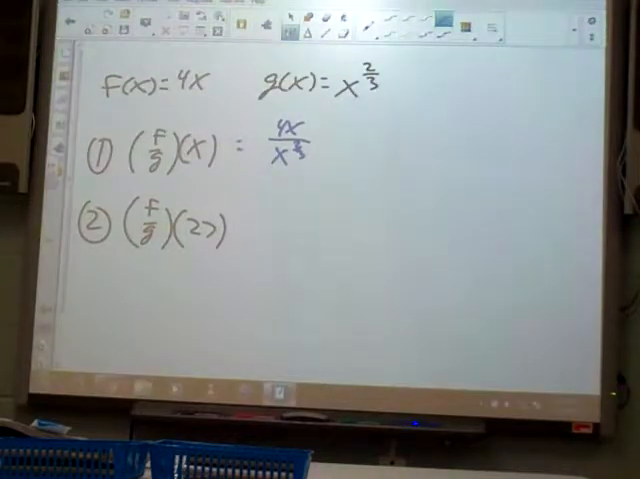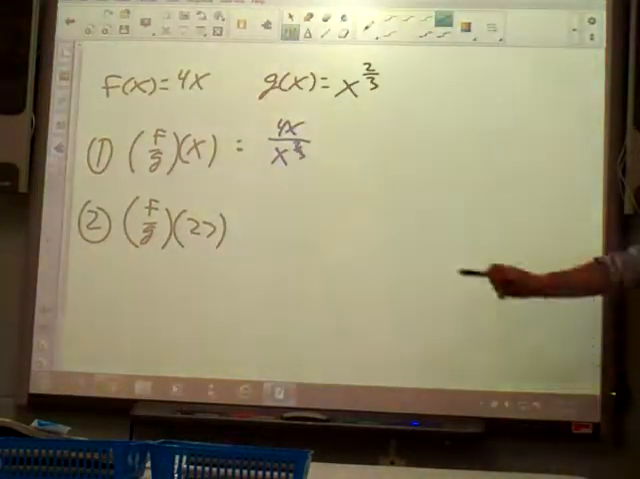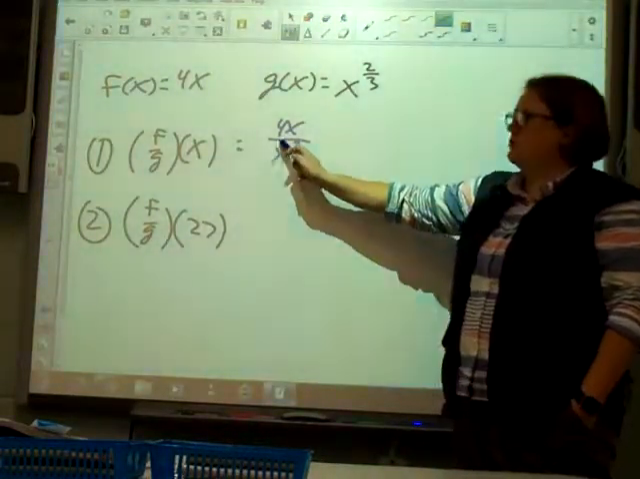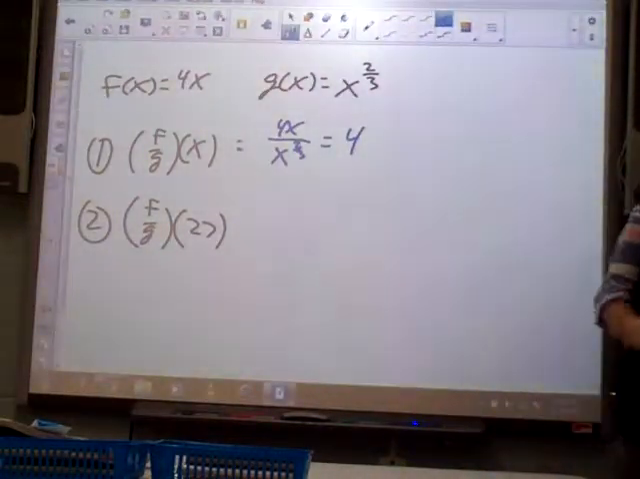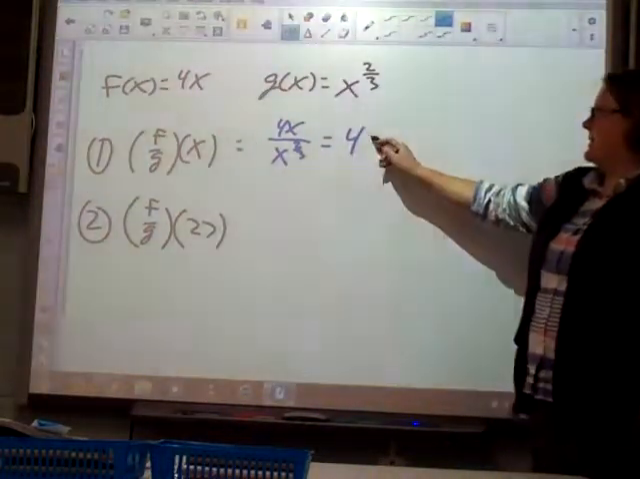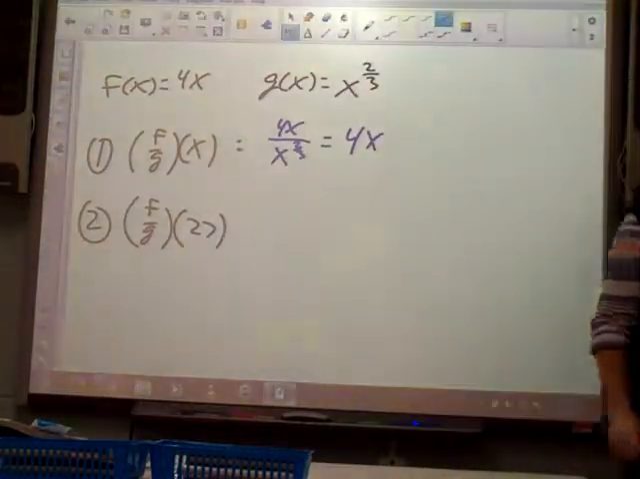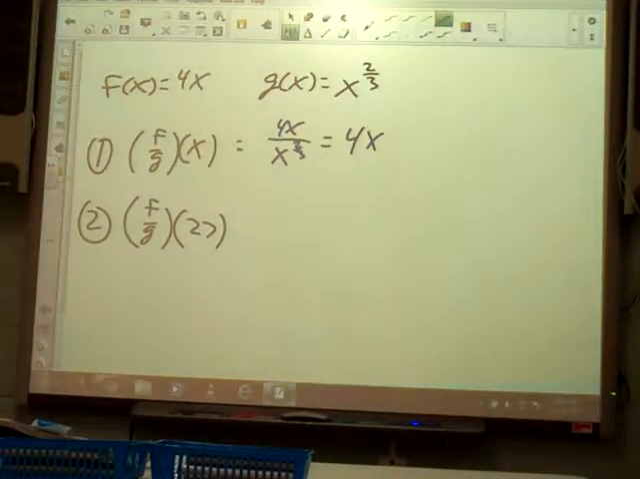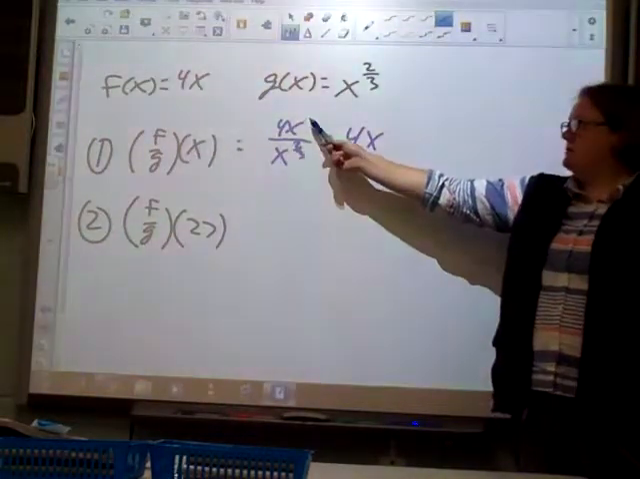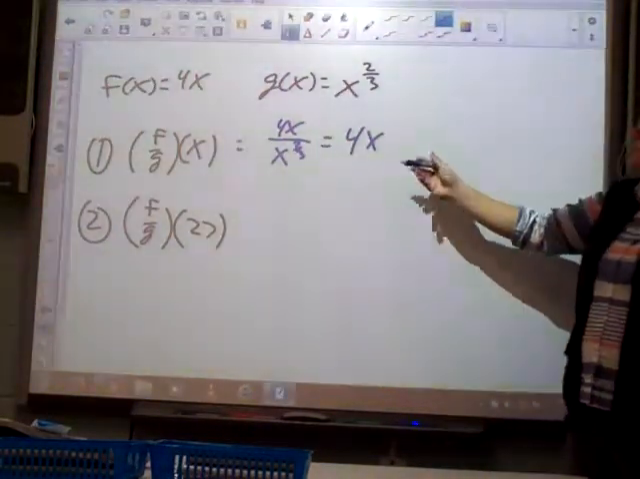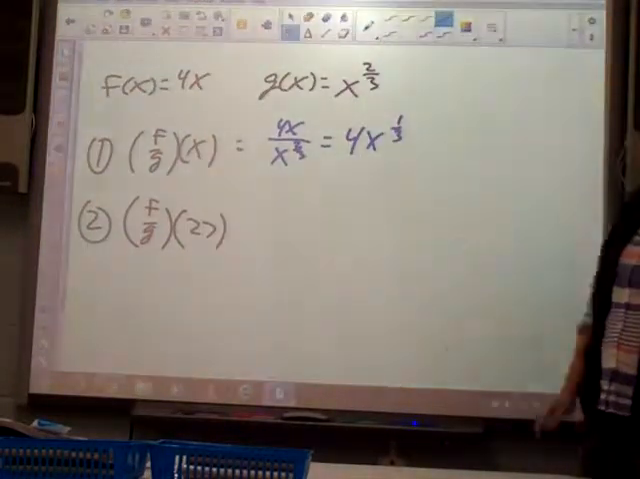Alright, so I just set mine up. I got 4x over x to the 2/3. Coefficient wise, this is 4 divided by an understood 1. So you're going to keep a 4. Then my base is x, so I'm going to keep an x. What do you do with exponents on division? Subtract. So you've got 1 minus 2/3. What's 1 minus 2/3? A third. That's it. That's your number 1 answer.